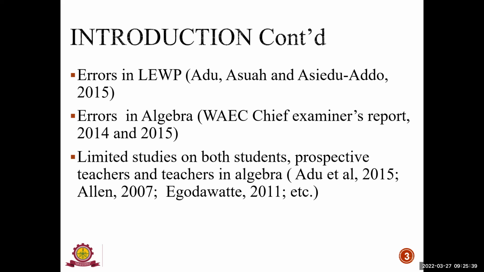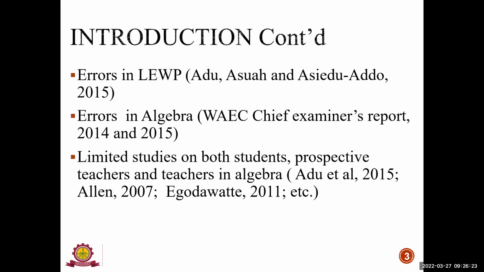Locally and internationally, there has been a series of studies on student performance. One of them was by Dissou and Asiedu-Addo 2015, who identified that errors students made in linear equation word problems affect their performance. According to the chief examiner's report from WAEC, the West Africa Examinations Council, students are not performing because of the errors they make in algebra. But there have been numerous studies, both internationally and locally, on students' performance based on the errors and misconceptions they have.